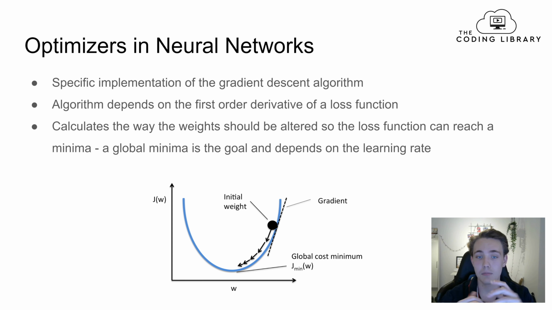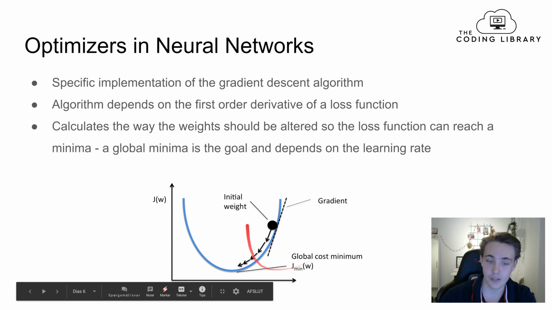The main idea behind gradient descent is that the algorithm depends on the first order derivative of a loss function. So we choose a loss function, and when we do our optimization, we take the first order derivative of that loss function and calculate the way the weights should be altered so the loss function can reach a global minima. The global minima is the goal, and it depends on the learning rate.